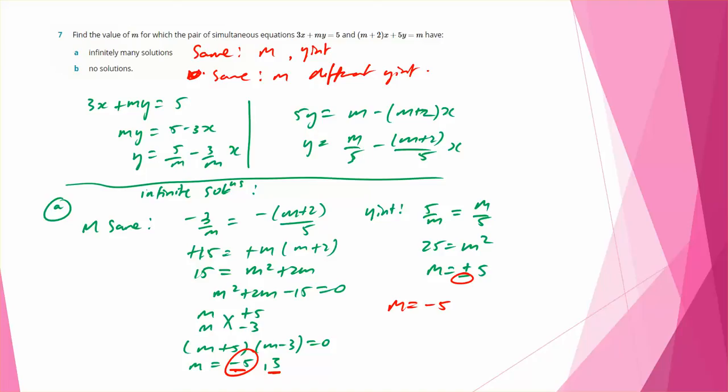So for part B, we want no solution, so we want the same m value. For the same m value, you can have m equals -5 or 3, but different y-intercepts. They have the same y-intercepts at m equals -5, so we don't want that to occur. So the only solution is m equals 3 for no solution. Hope that helps.